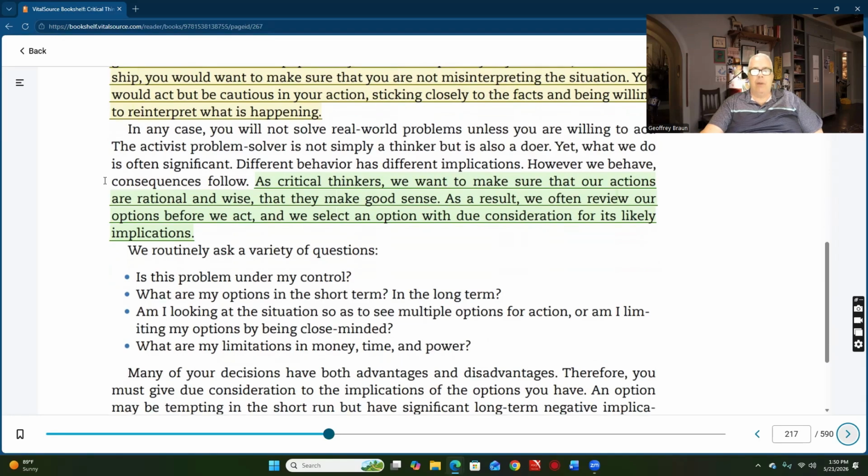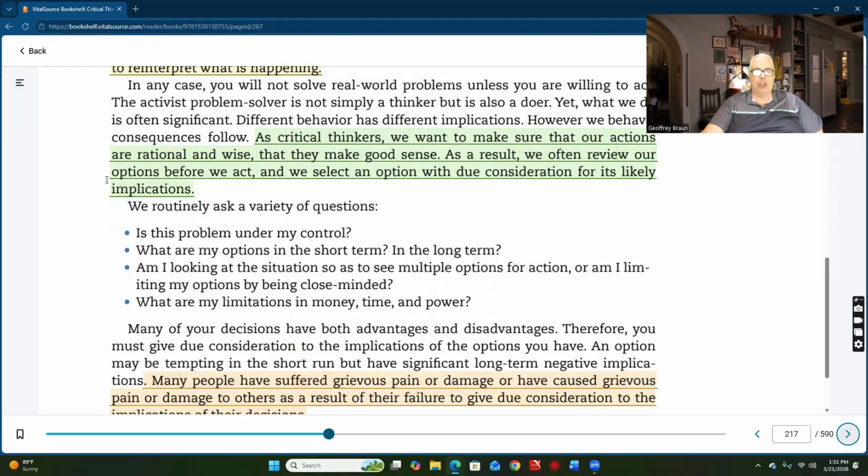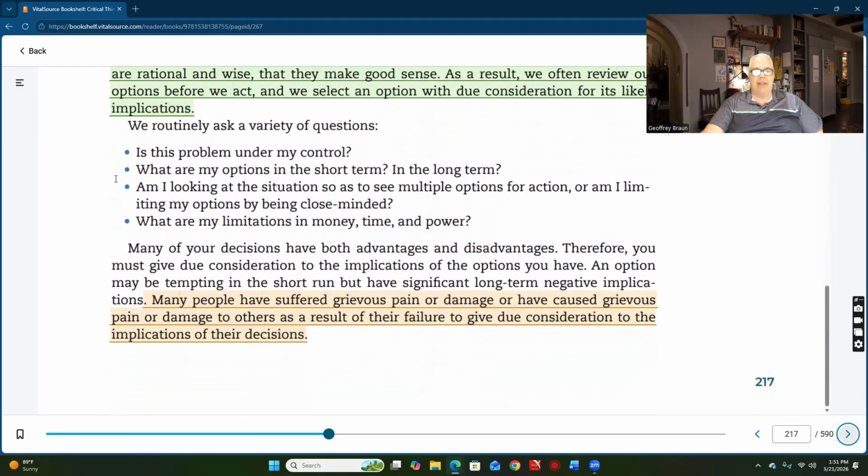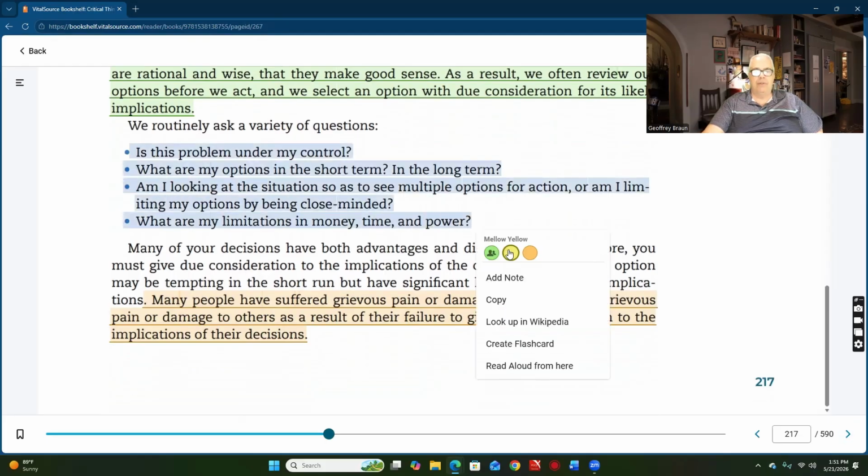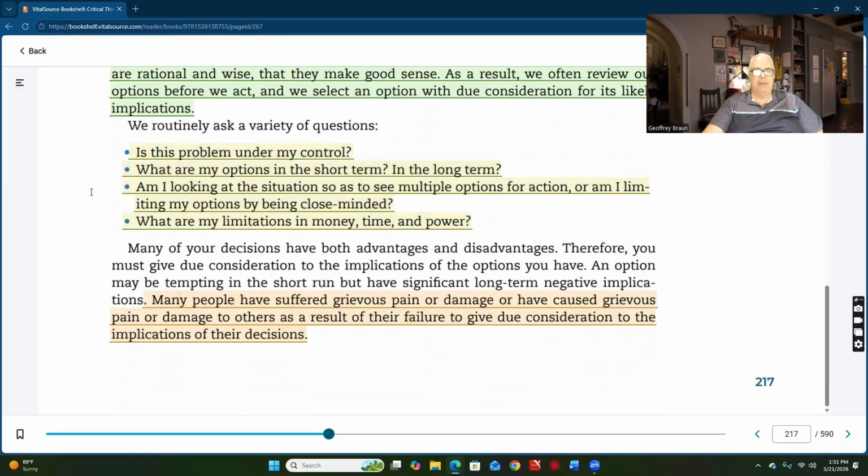As critical thinkers, we want to make sure that our actions are rational and wise, that they make good sense. As a result, we often review our options before we act, and we select an option with due consideration for its likely implications. We routinely ask a variety of questions, right? And here they are. You can go through those yourself. There it is, right?